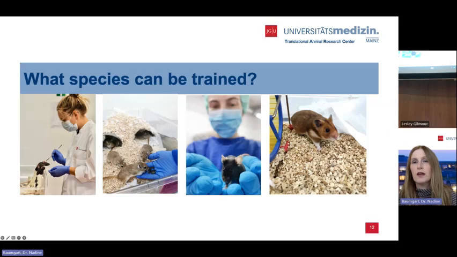What species can be trained? I would say there's rather no limitation. These are the species we trained in our lab, but just because these are the ones we are using mainly in our animal facility. So rats, gerbils, mice, hamster. But you can think about other animals which can be trained as well.